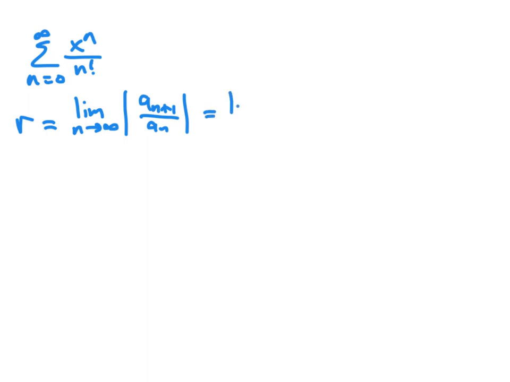To do that, we just substitute in the values for a sub n and a sub n plus 1. So we have the limit as n approaches infinity of x to the n plus 1 over n plus 1 factorial.